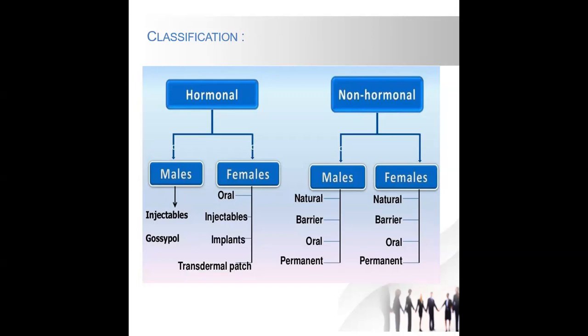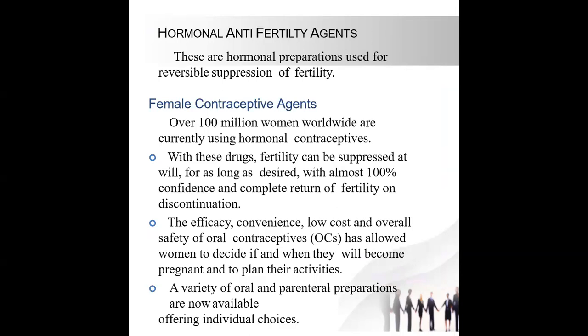So when we talk about the non-hormonal permanent method of anti-fertility, that is vasectomy in males and tubectomy in females. Then these hormonal anti-fertility agents are hormone preparations used for reversible suppression of fertility. So when we talk about hormonal anti-fertility drugs, they are the preparations which are used for reversible suppression of fertility.